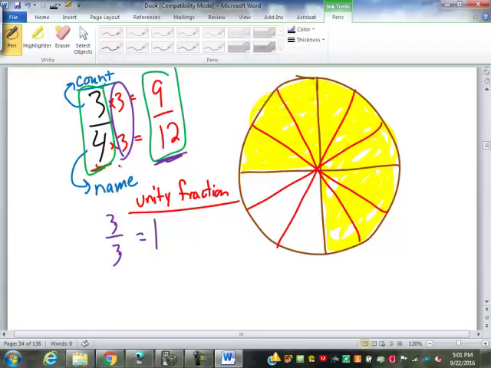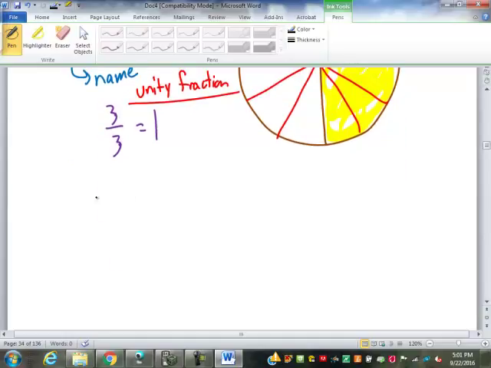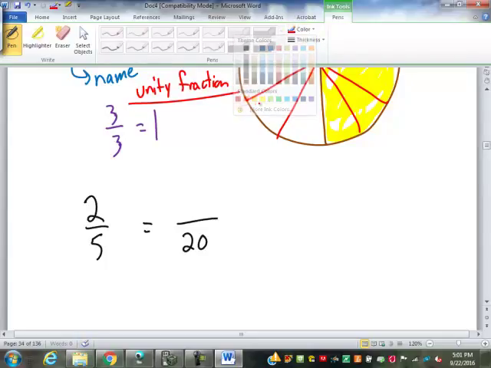So now in this one, we just kind of randomly chose to multiply by 3 on top and bottom. Generally, however, we have a target that we have to hit. So we might have 2/5, and we might need to change it into 20ths. So we have to figure out, what do I multiply the 5 by to turn it into a 20?